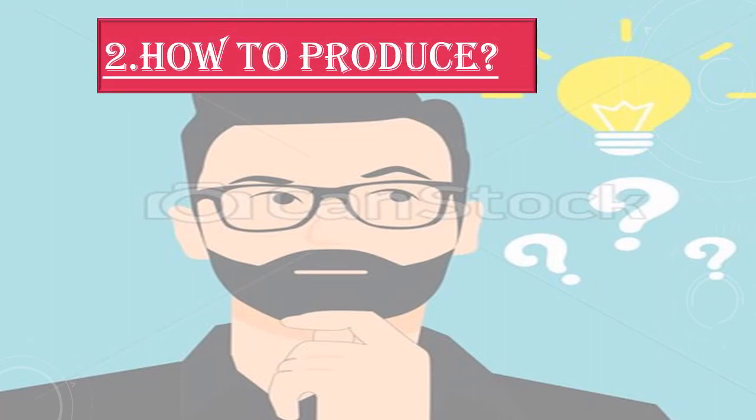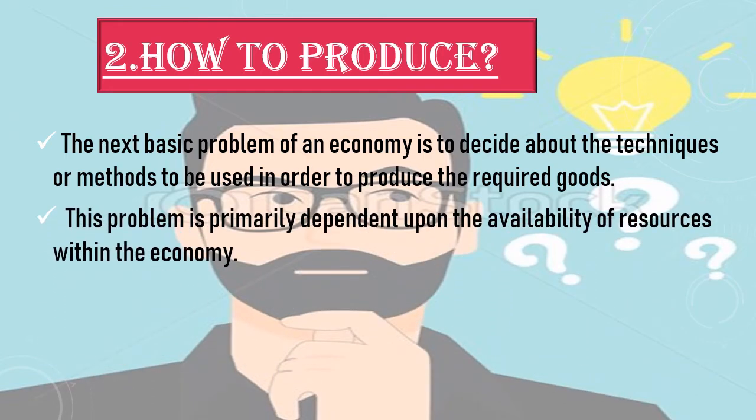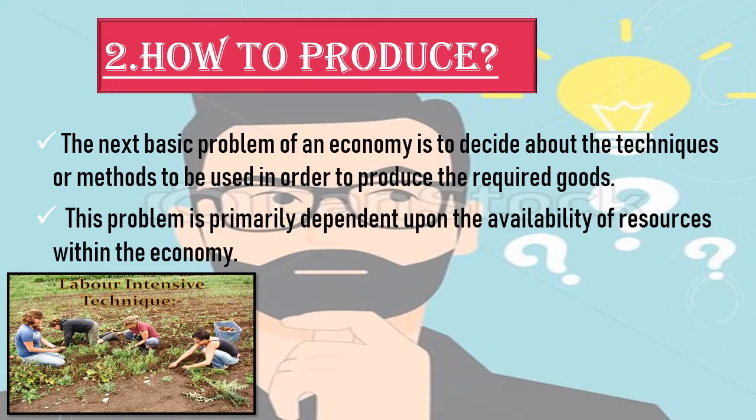So the second main basic problem of economics is how to produce. How to produce is the second offshoot of the problem of resource allocation. How to produce means how to organize production. For example, production of cloth is possible either by handlooms or by modern machines. Handloom means by the help of laborers. We have the choice whether we can manufacture the clothes with the help of laborers or with the help of modern machines.